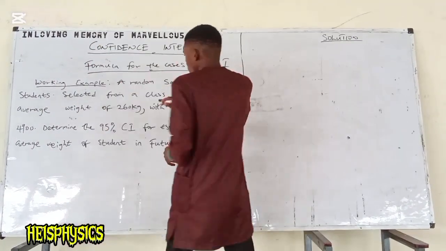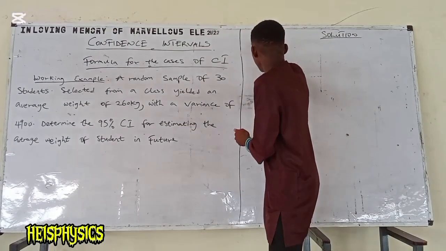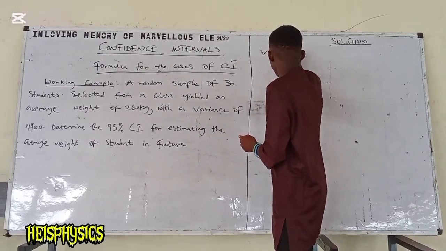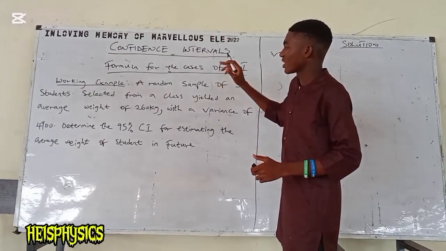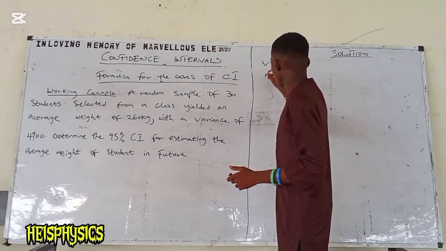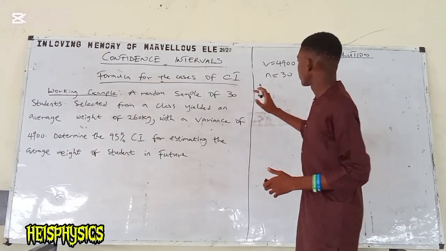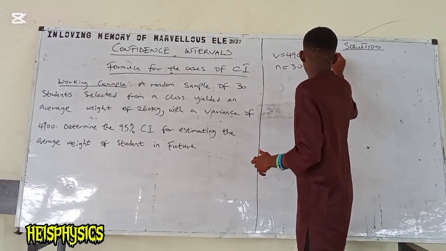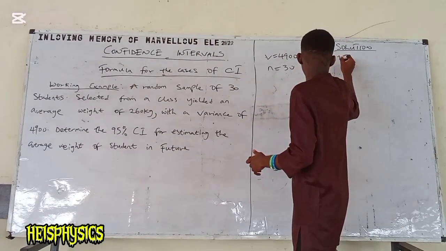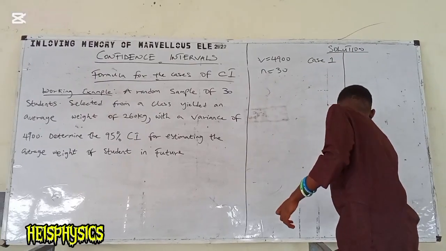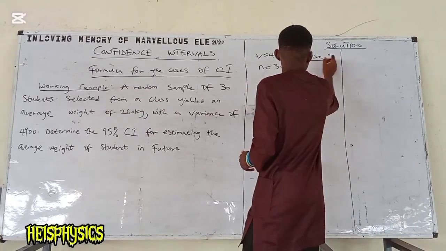So from this question now, variance is known, so it equals 4,900, and n is greater than or equal to 30. N here is 30, so 30 is under greater than or equal to 30. So this is a case 1 problem. Let's write it: case 1. This is a case 1 problem.